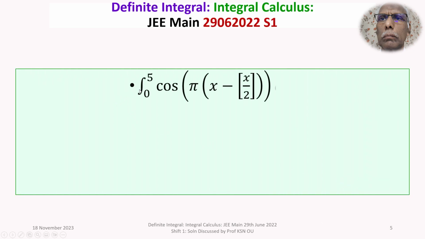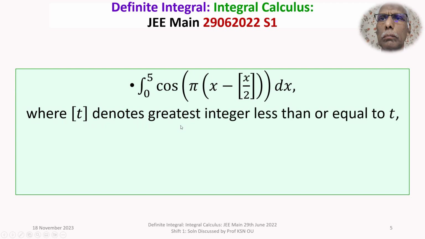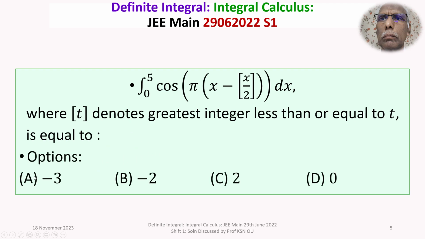The given question is: integral 0 to 5 of cos of (pi multiplied by (x minus [x/2])) with respect to x, where [t] denotes the greatest integer less than or equal to t, is equal to. We are given four options. Option A: minus 3, option B: minus 2, option C: 2, option D: 0.